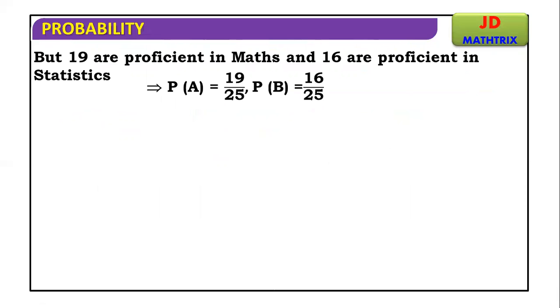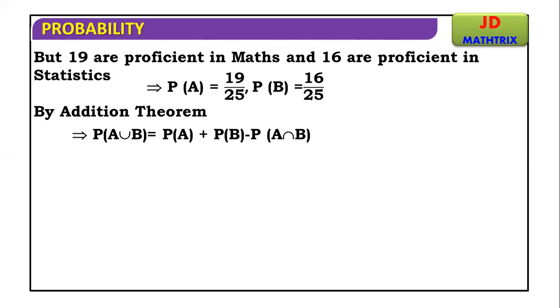Therefore, the required probability is: if a person is selected from the committee, what is the probability that the person is proficient in both mathematics and statistics? That means the required probability is P of A intersection B. So we are given P of A and P of B. By using the addition theorem, we can find the value of P of A intersection B.